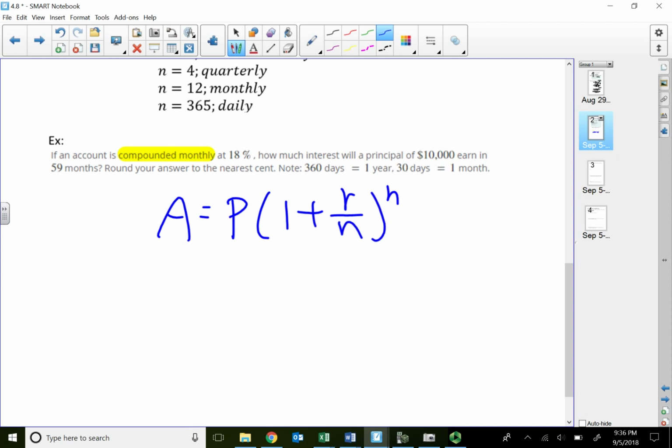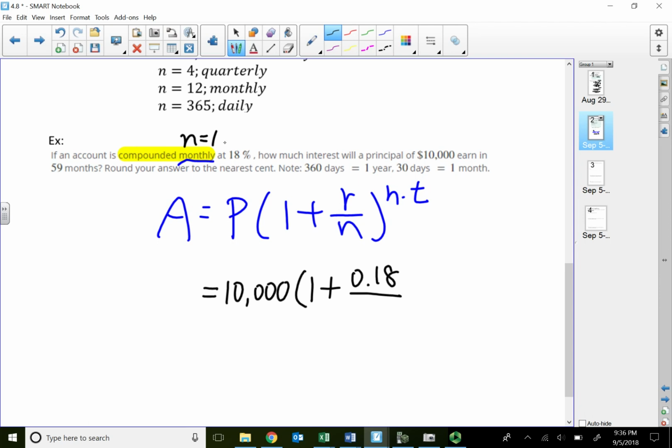The whole thing to the n times t power. Monthly compounding, 18% is my R. How much interest will a principal of $10,000, that's where the P is going to be, earn in 59 months? Okay, so let's put the P here. $10,000 times 1 plus my interest rate, 18%, which is 0.18, divided by compound.